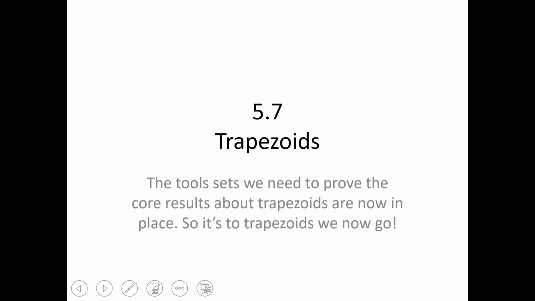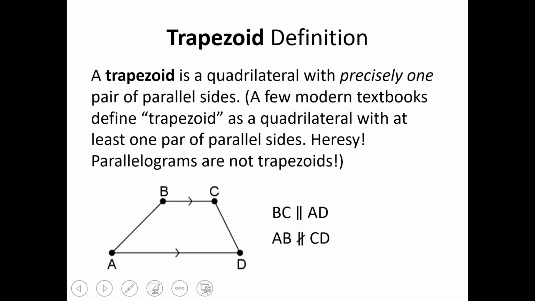So let's consider trapezoids. First of all, we need a definition of trapezoid, of course. I will say that a trapezoid is a quadrilateral with precisely one pair of parallel sides. Now, I was surprised when I first encountered this: some modern textbooks say that a trapezoid is a quadrilateral with at least one pair of parallel sides. That, I say, is heresy.